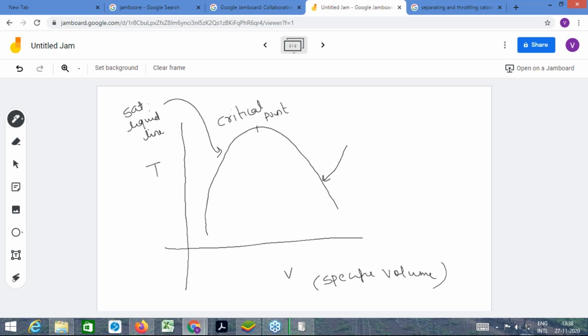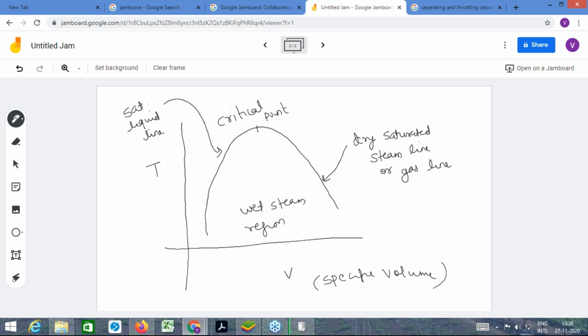This is called the dry saturated steam line, or simply the gas line. And this region within this is the wet steam region. Wet steam region.